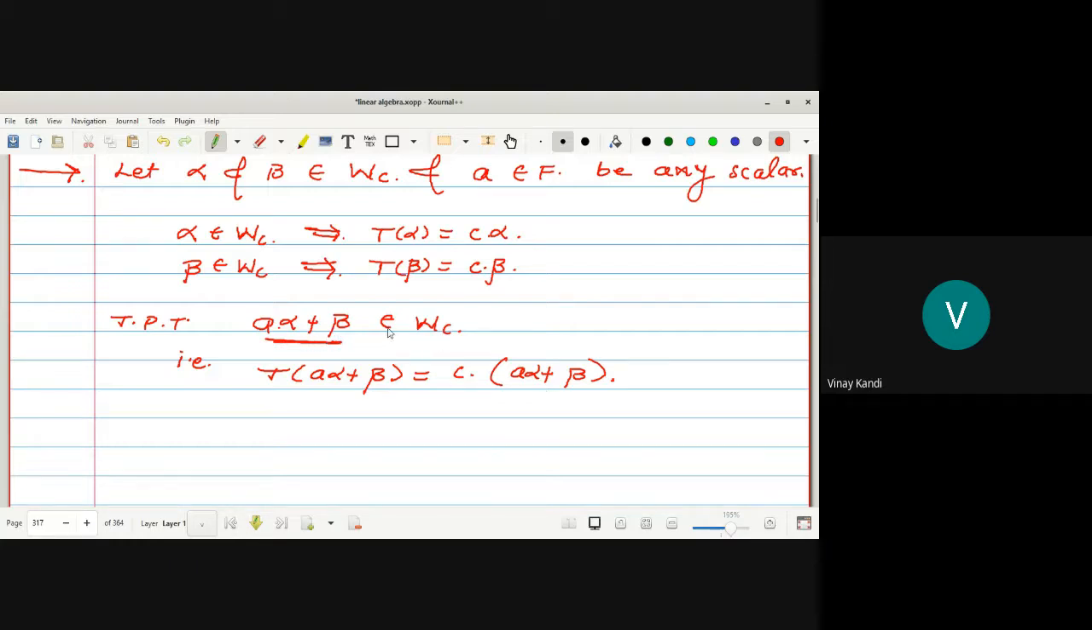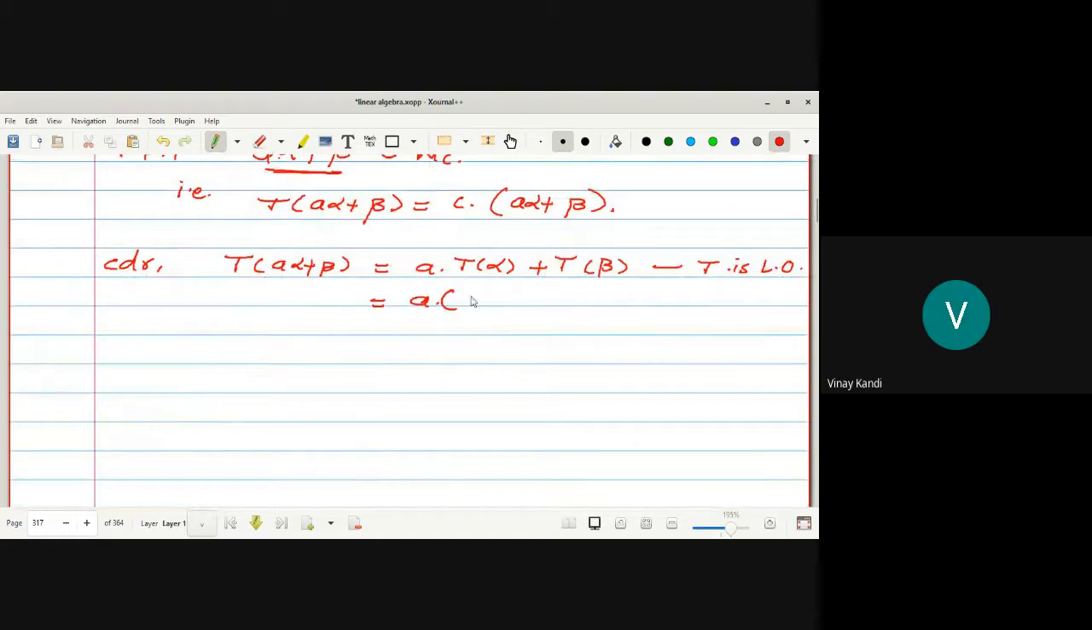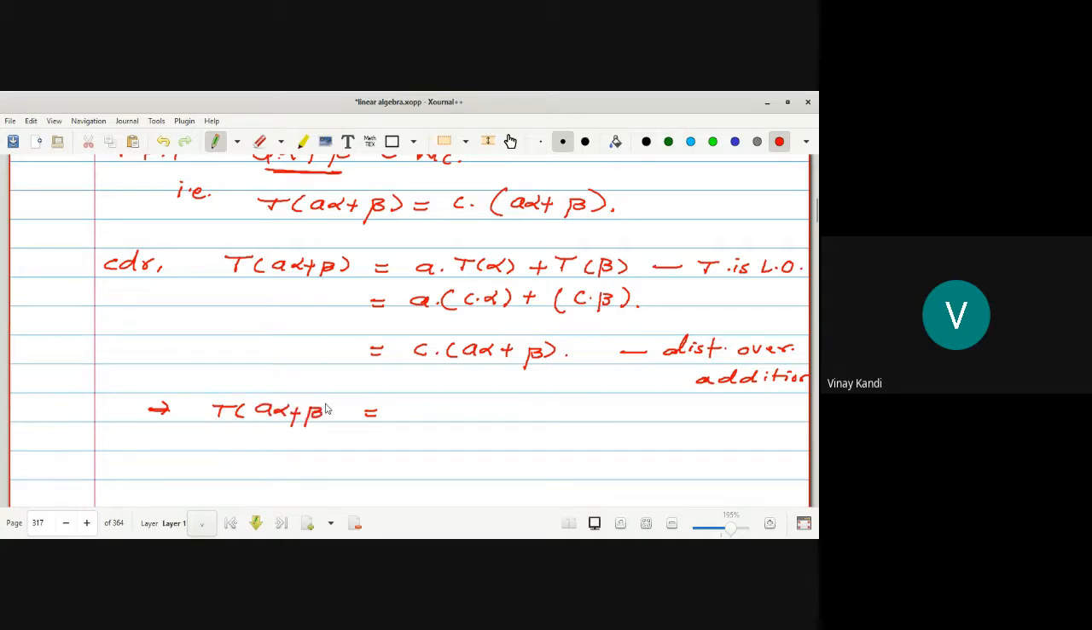Now consider T of A alpha plus beta. This is equal to, T is a linear operator, and A is the scalar, A into T of alpha plus T of beta. Why? T is a linear operator on the finite dimensional vector space V. So this implies A into what is T of alpha? C into alpha. And what is T of beta? C into beta. Okay, this is equal to C into A alpha plus beta, distributive over addition. So this implies T of A alpha plus beta is equal to C into A alpha plus beta.